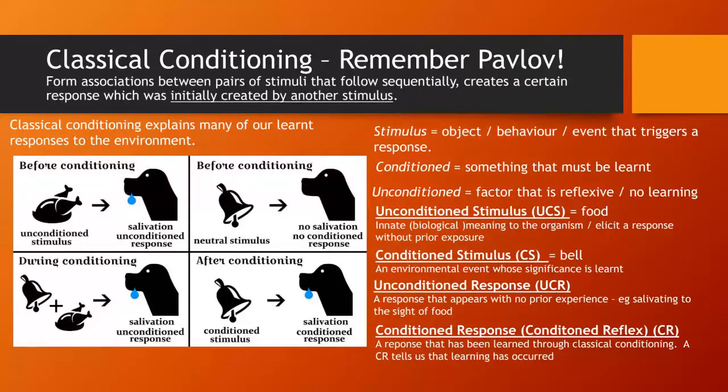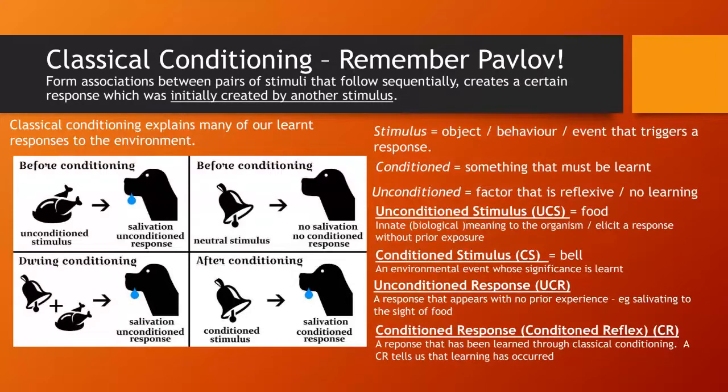And to really understand some of the terms. Classical conditioning, our first kind of learning, is about forming associations or links between two things, two pairs of stimuli that follow sequentially. So something happens, then something else happens. That's what sequentially means. There's a time delay between the two things happening. So a certain response has been created by a stimulus. The stimulus can be anything. It can be an object, a behavior or an event. It's something that triggers the response.